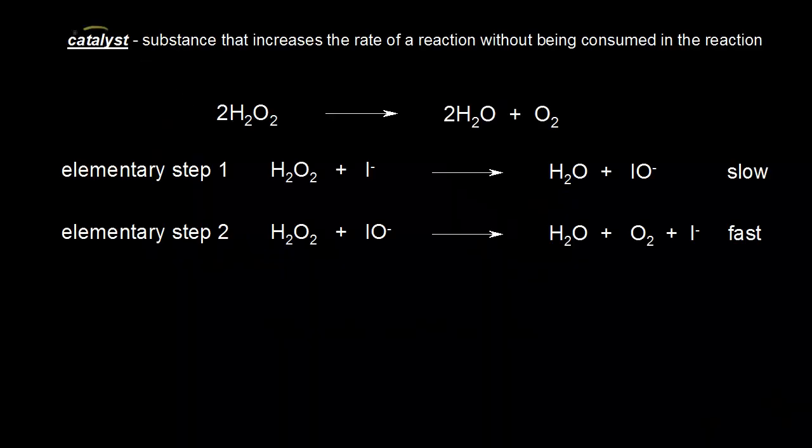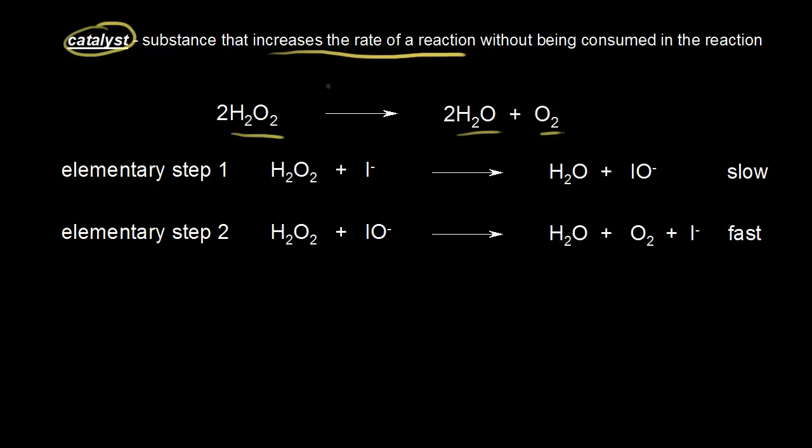A catalyst is a substance that increases the rate of a reaction, but it itself is not consumed in the overall reaction. So let's look at the decomposition of hydrogen peroxide. H2O2 is hydrogen peroxide, and when it decomposes, you get water and also oxygen. This reaction occurs at room temperature, however, it's very slow. So this is a slow reaction. To speed it up, you need to add a catalyst.